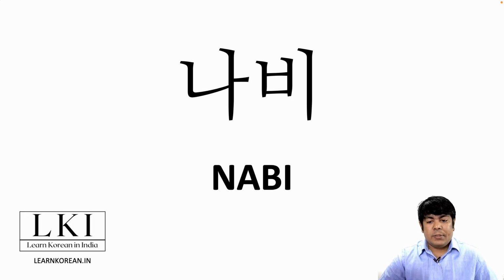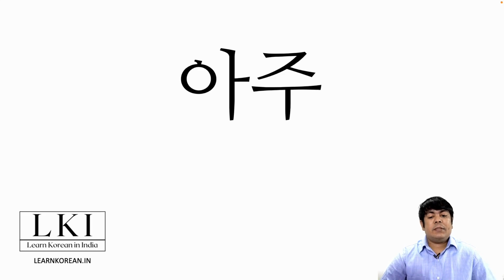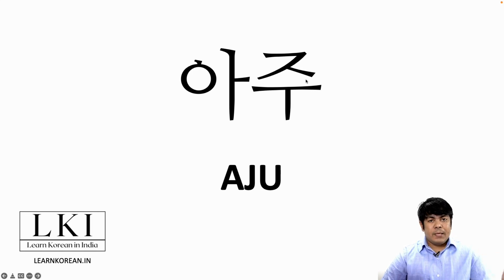One last example in today's lesson is this one. Can you try? Yes, I hope you read it correctly. It's aju, aju, because this character, if it is in the beginning, is pronounced like cha, but if it is in the middle place, then it is pronounced as j. So it will be aju.